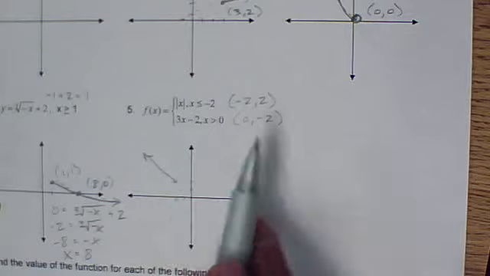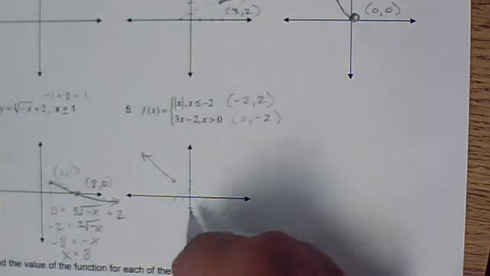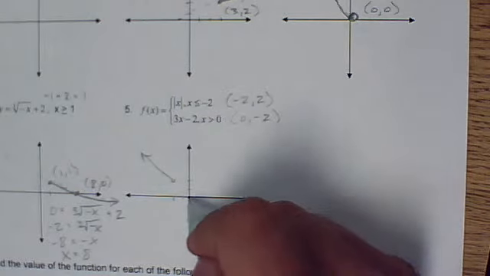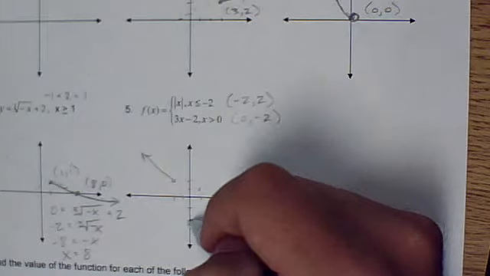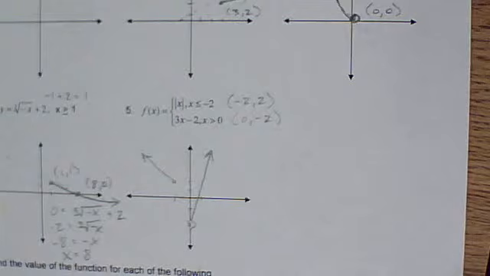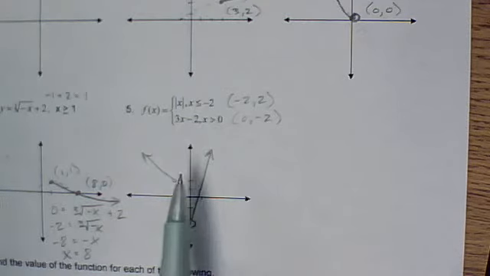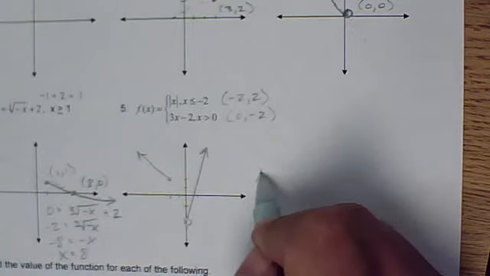And then this one, we're going to start at 0, negative 2. It doesn't touch 0, so I'm going to put a hole there. My slope is 3, so up 3 and over 1. And there's your graph. When you're graphing multiple functions, make sure you check that your end result, your final piecewise function, is a function. Make sure that it passes the vertical line test.